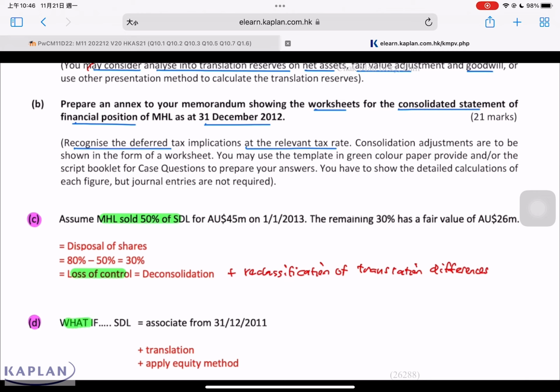Part D. What if STL is considered an associate? Associate, you must use the equity method. Before you use the equity method, you must translate, then apply the equity method. If it's a subsidiary, you must translate, then apply full consolidation.